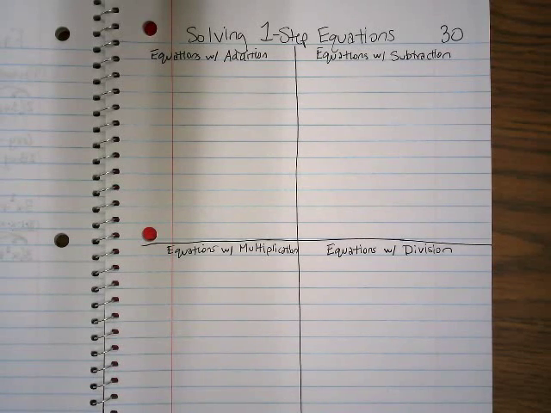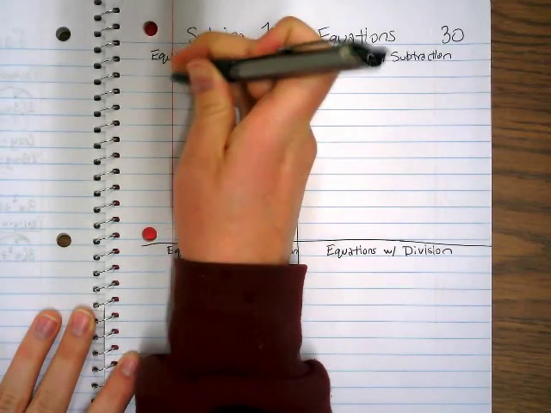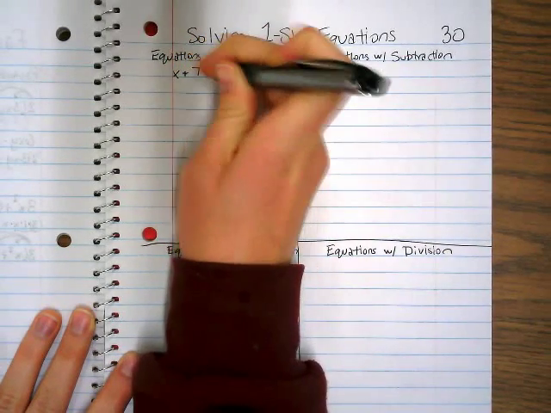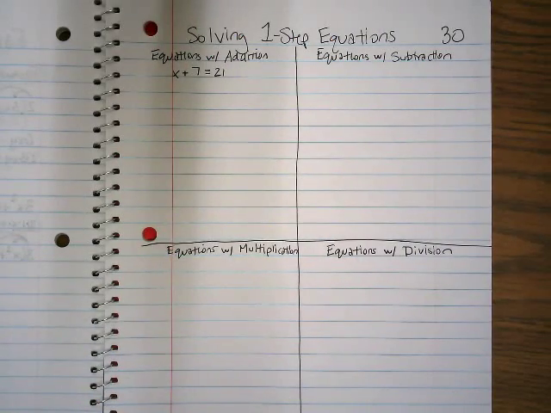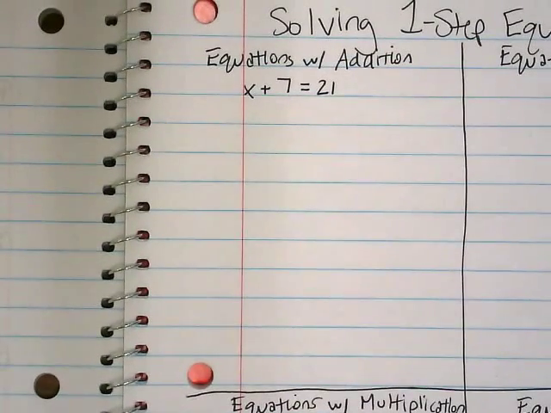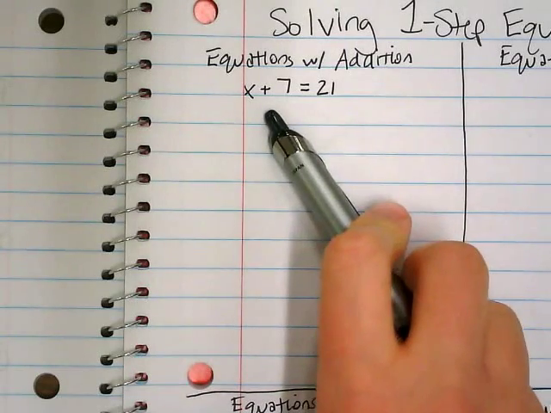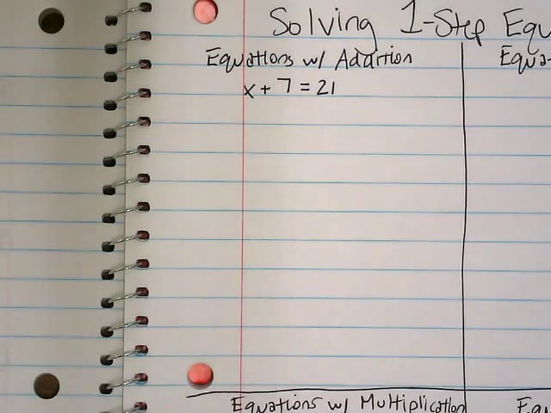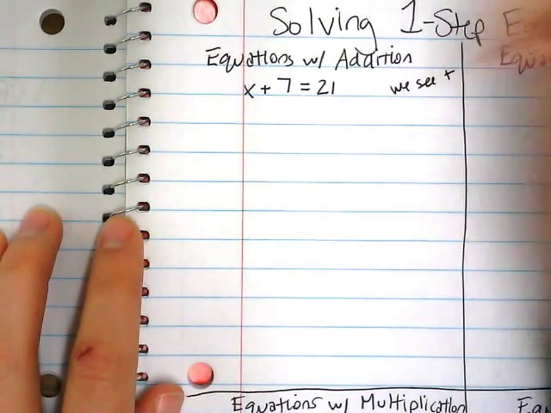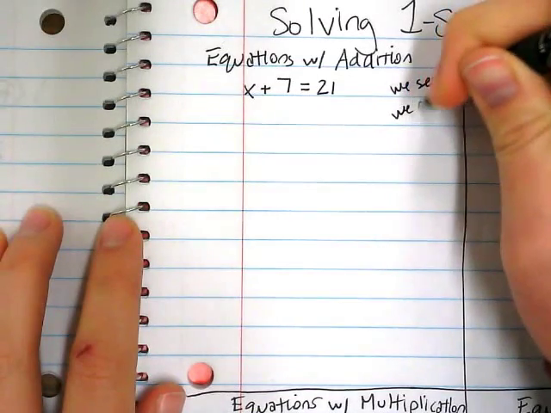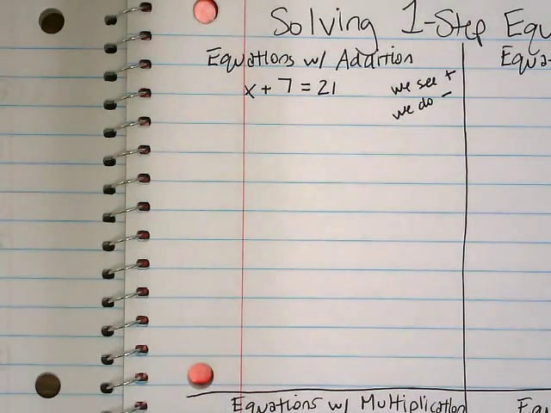For equations with addition, we're going to do 2 example problems. First one is x plus 7 equals 21. All right, I know this is an equation with addition because there's a plus sign right there. So I know we're doing addition. Whenever we see addition, we do subtraction. Subtraction is kind of the opposite of addition.